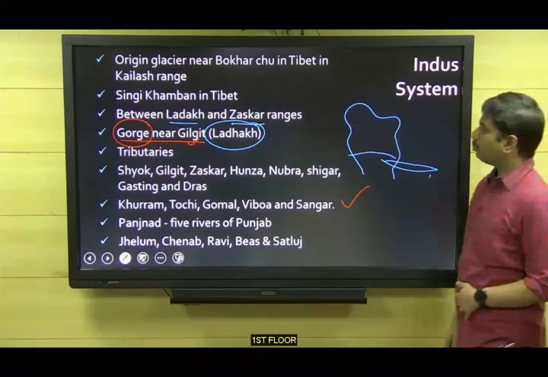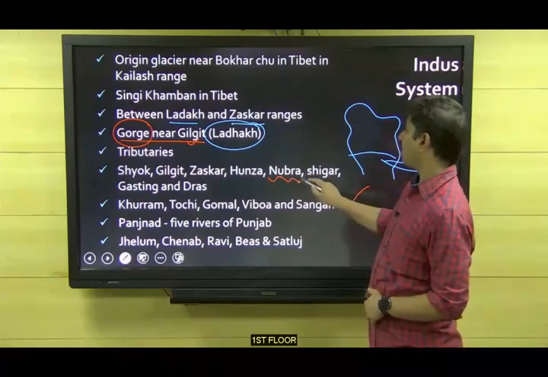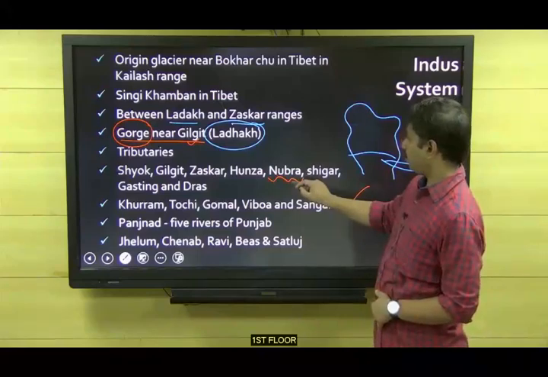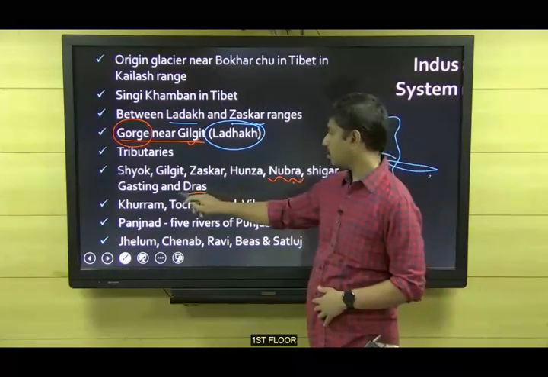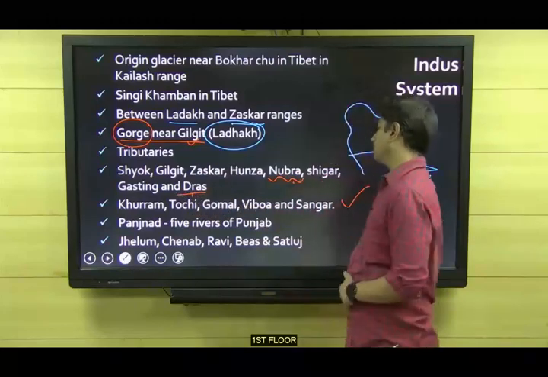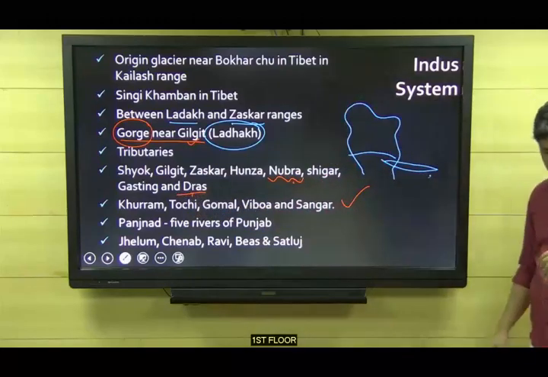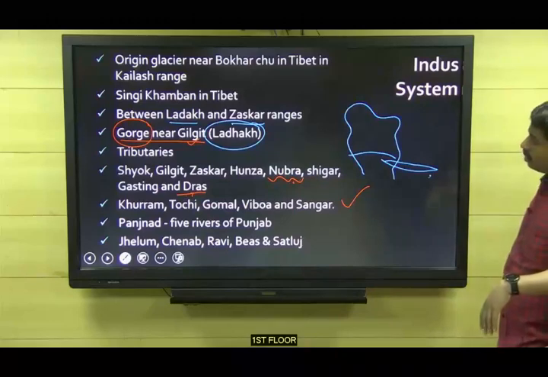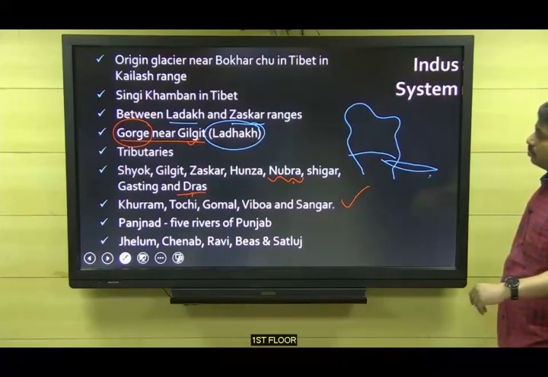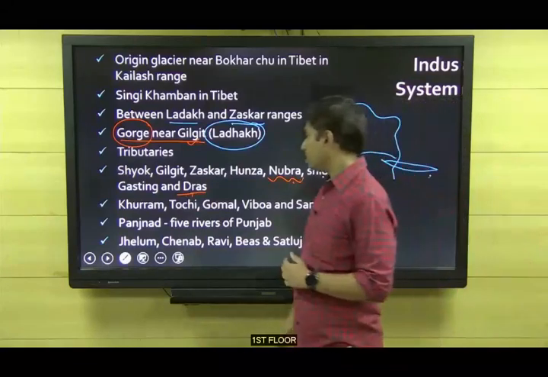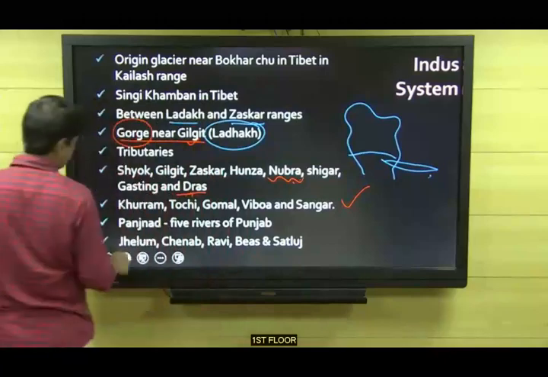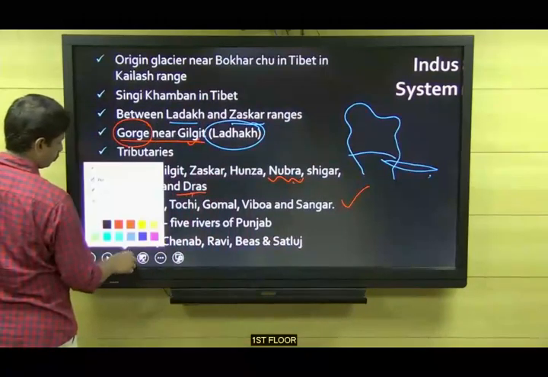You might have heard about this Nubra Valley, where the Nubra river flows. Dras also you might have heard about. When you are talking about the current affairs in Kashmir, you might have heard about these names. Shiok, Gilgit, Saskar, Hunsa, Shigar are the tributaries, and then the Panjanad rivers.